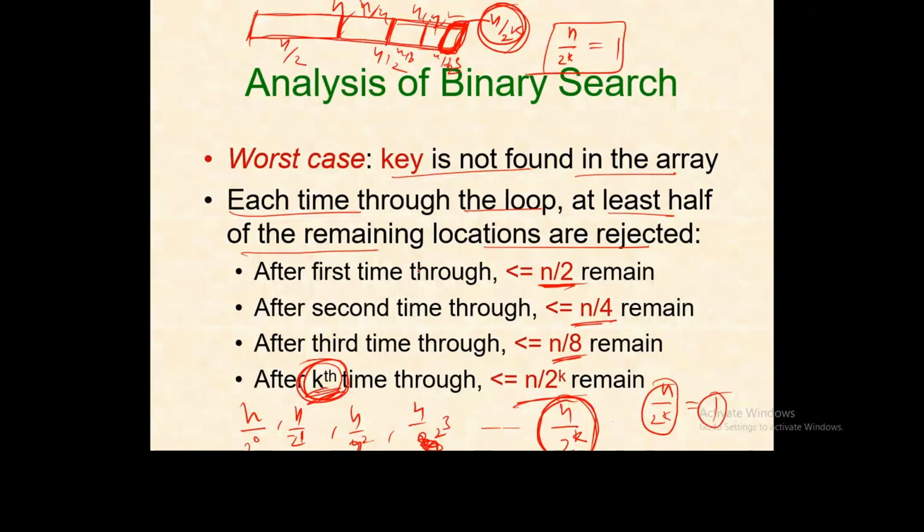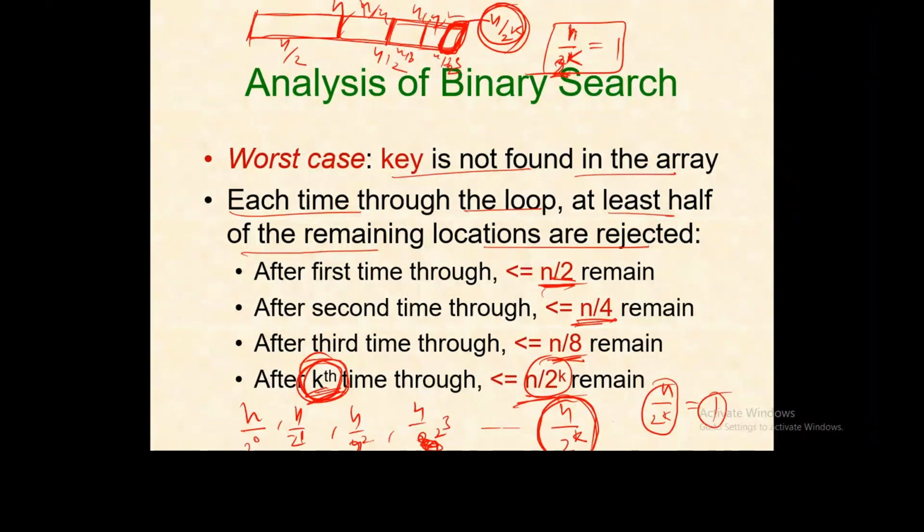The first time we compare, the list will be divided in half, the second time it becomes 1/4, then 1/8, then 1/2 to the power k. So that will be the size, meaning our loop will execute up to the kth iteration. So finally the conclusion is this: we need to find out the value of this k, that will give us the time complexity of this binary search.